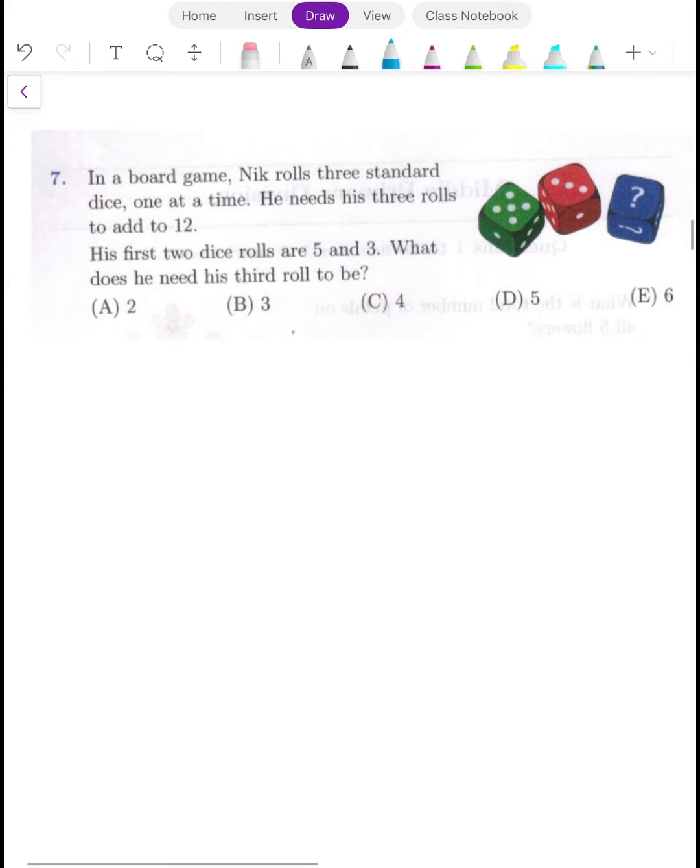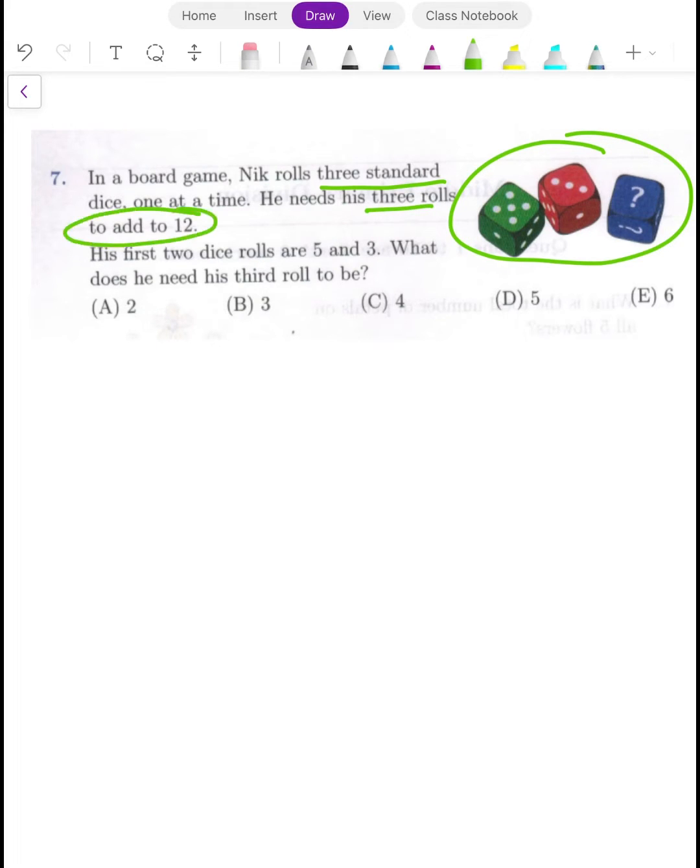All right, question number 7. In a board game, Nick rolls 3 standard dice. We can see there are 3 dice here, one at a time. He needs his 3 rolls to add up to 12. So they all need to add up to 12. His first 2 dice rolls are 5 and 3. We can see 5 here, and there's 3 here. What does he need his third roll to be?